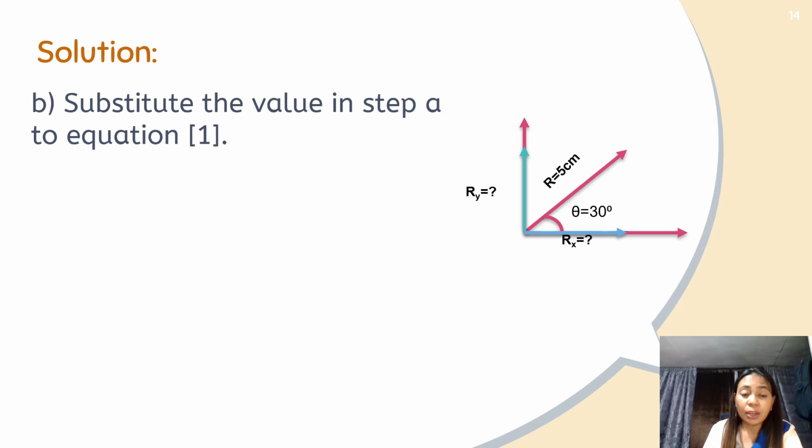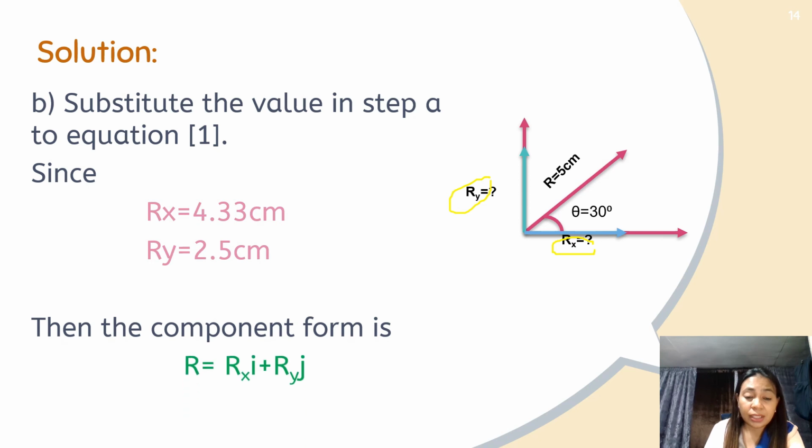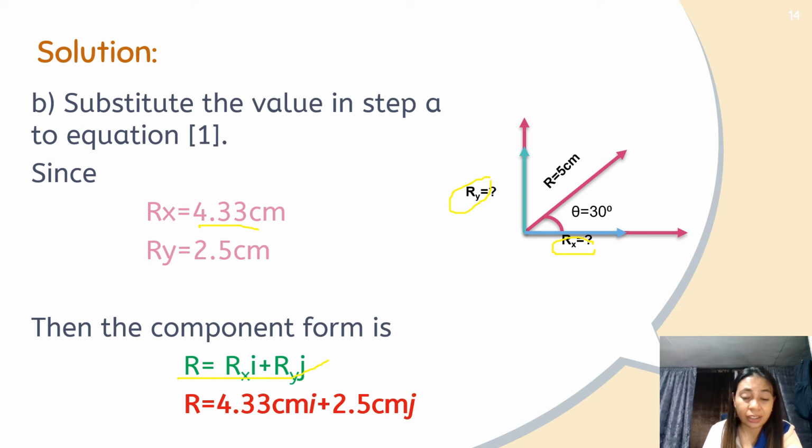Therefore, we're going to substitute the values of our Rx and Ry. We already have solved Rx and Ry, we just have to substitute them. So your Rx is this and your Ry is 2.5. Then the component vector is this formula. So you have your R, 4.33 cm, and then you just write the italic i, plus your 2.5 cm, then j, italicized. So that's how we get our component form. So we're now given the R, and we're going to solve for the Ry and Rx. Previously, we were given the Ry and Rx, and then we needed to solve for the resultant.